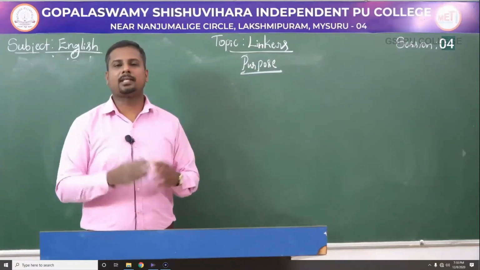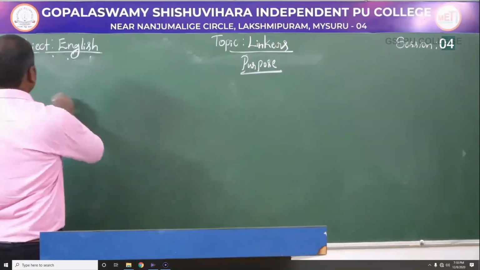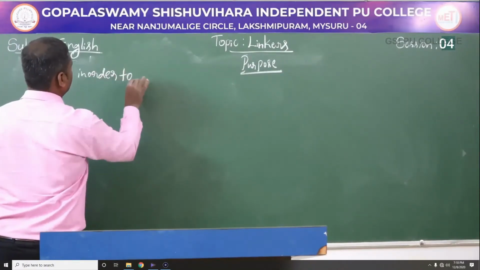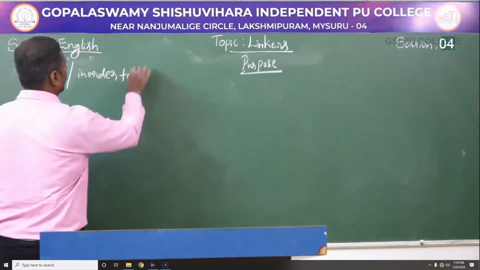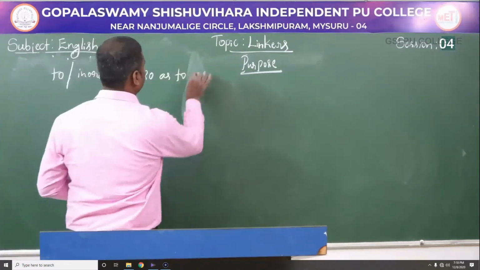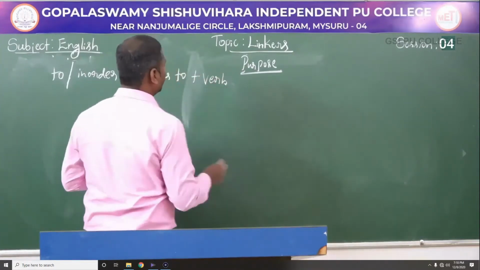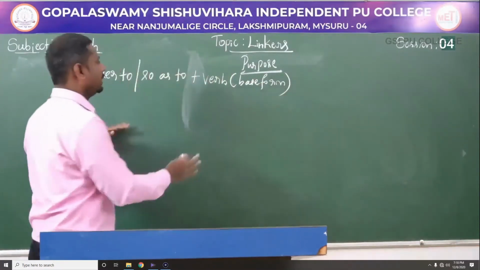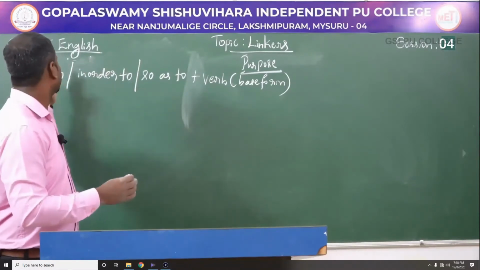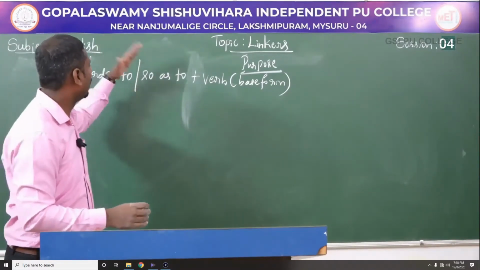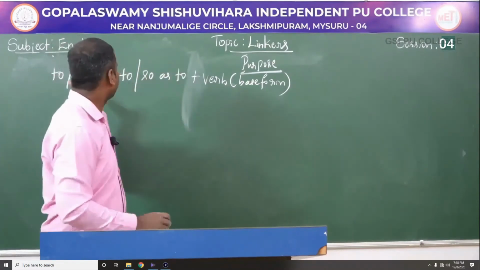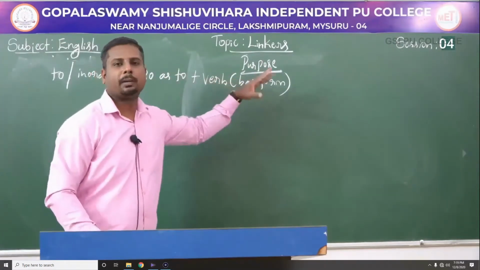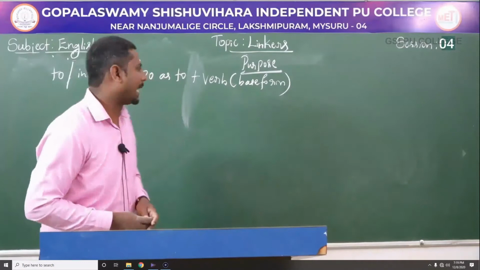Now there are words and phrases to express purpose such as to, in order to, so as to, followed by the verb in its base form. So this is the form to use linkers like to, in order to, or so as to. After you use any one of these linkers, it should be followed by the verb in its base form. Now let us see a few sentence examples.